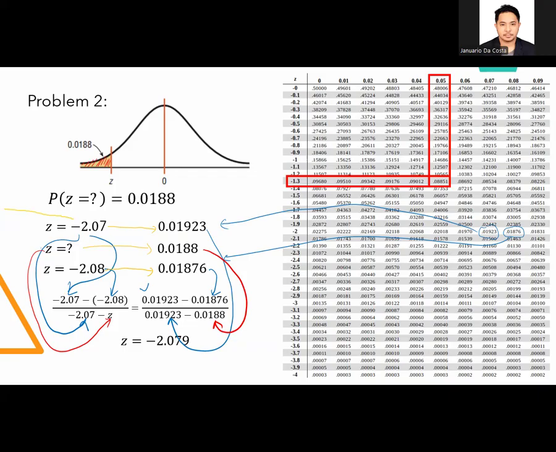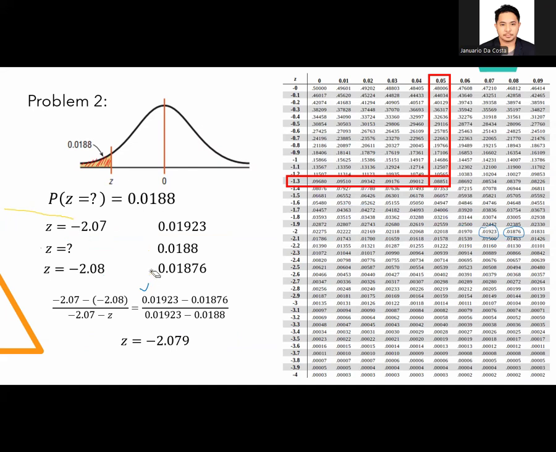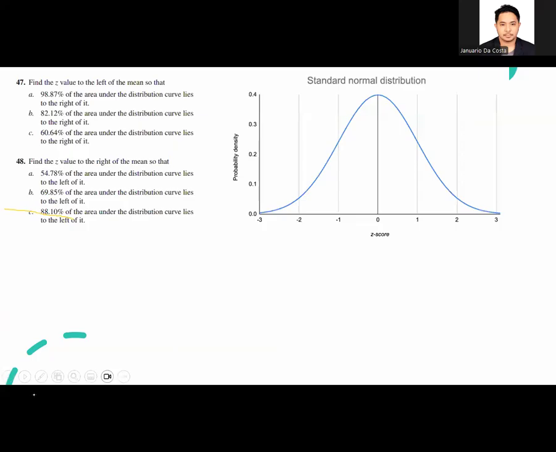All right. Okay, so that's problem number 2. I'm expecting everybody to be able to do the other problems, all right? All right, what about this? Find the z value to the left of the mean so that 98.87% of the area under the distribution curve lies to the right. Let's work on letter A of problem 47 and letter B of problem 48, and then the rest you can practice on your own.